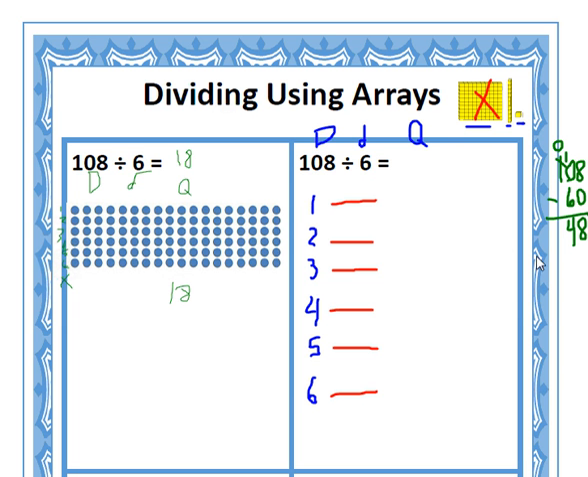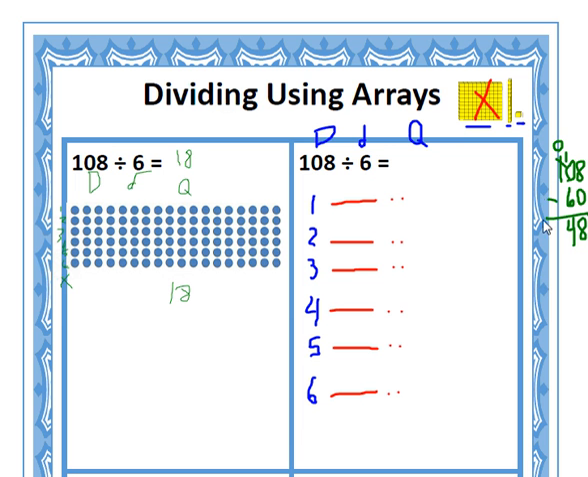Could we do tens again? 60. Alright, so we have 48. So let's see. 10, 20, 30, 40. Oh, no, that would be too many. So we can't do those. Sorry, if you drew those lines, you're going to have to erase them like I just did. So we can't do that. So now we have to do dots. Alright, so we can count 1, 2, 3, 4, 5, 6, 7, 8, 9, 10, 11, 12.